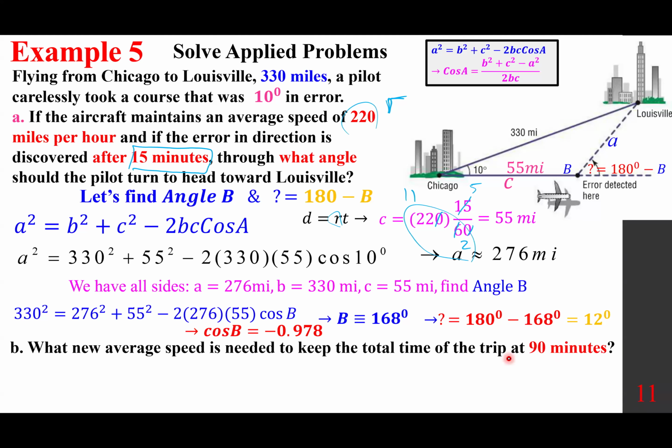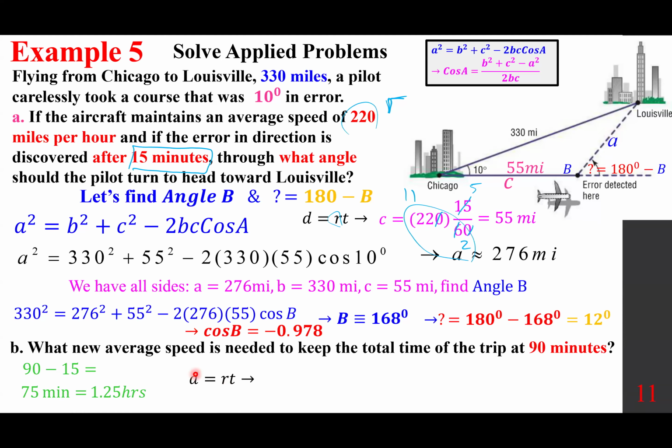To do so, if we want to keep it at 90 minutes, we already covered 15. So what do we have left? 75 minutes. So we want to go this distance over the course of 75 minutes, which is 60 plus 15, which is 60 plus 1/4, which is 1.25 hours, because this is miles per hour, everybody. So you want to change this to hours. D equals RT.